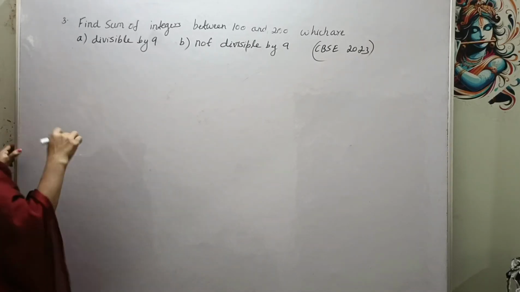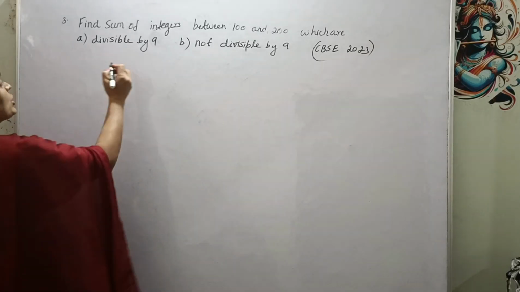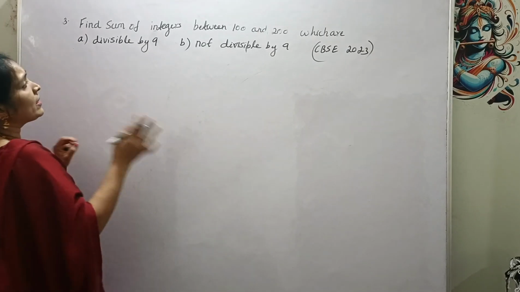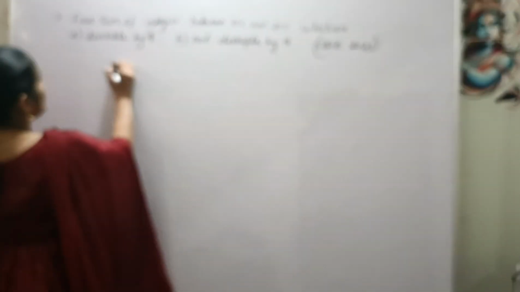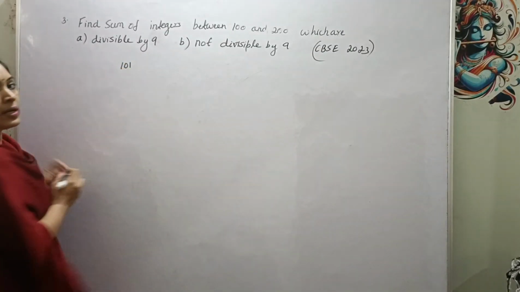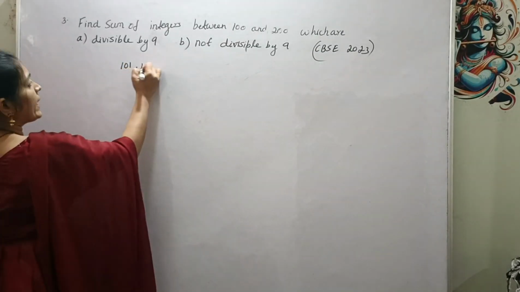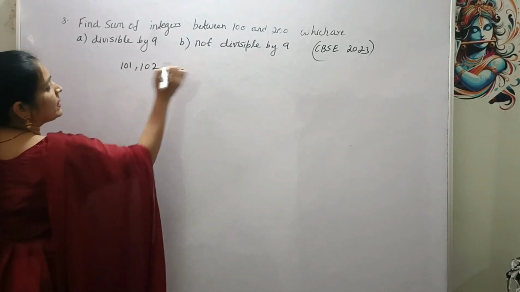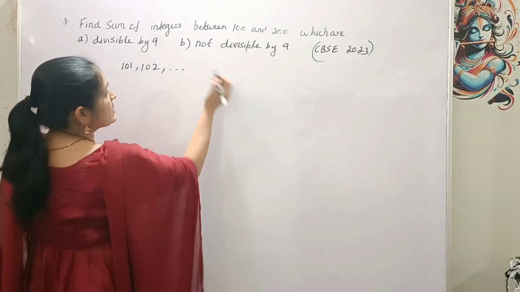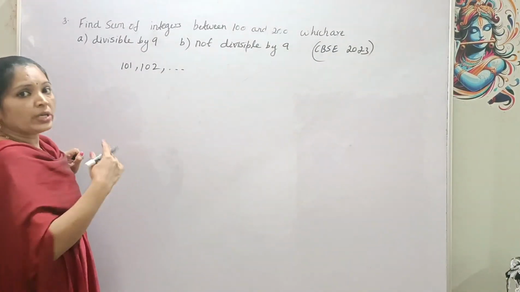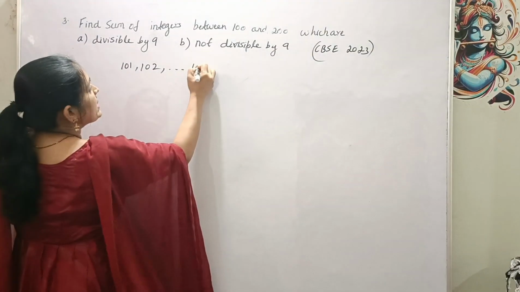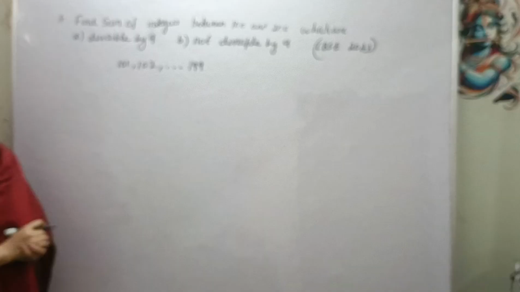So for that, first of all, we will write the arithmetic progression. So what is the first number? Here, integers between 100 and 200. Okay, so 100 and 200 are not included. So here the first number is 101. Okay, and second is 102, then so on. What is the last number? Between 100 and 200, the last number is 199.